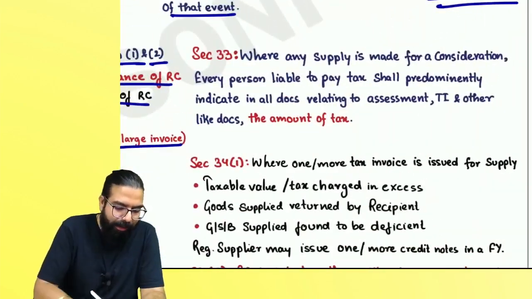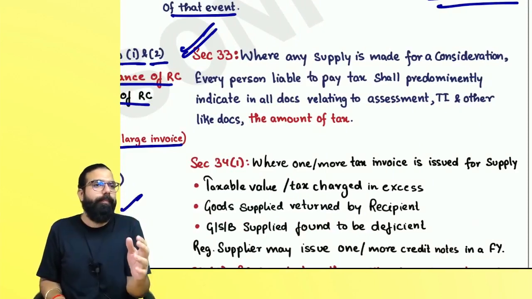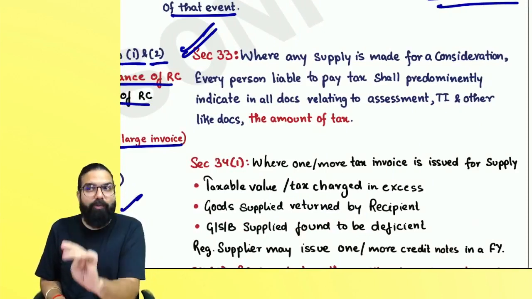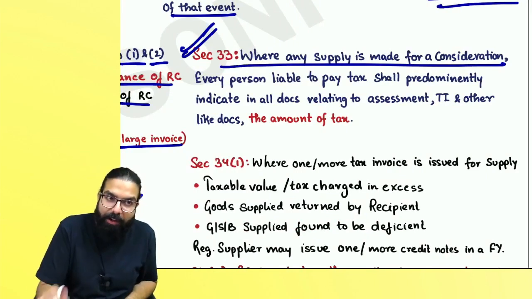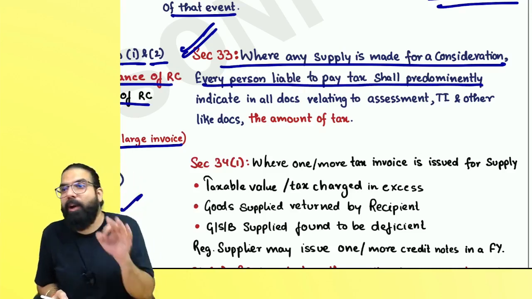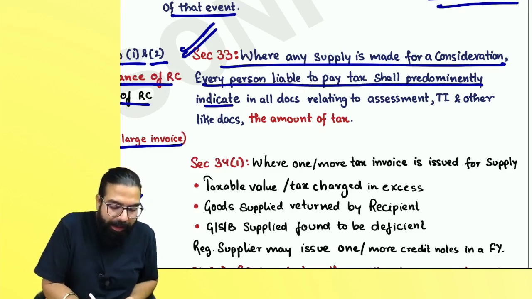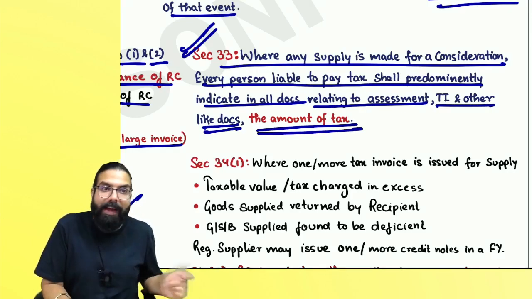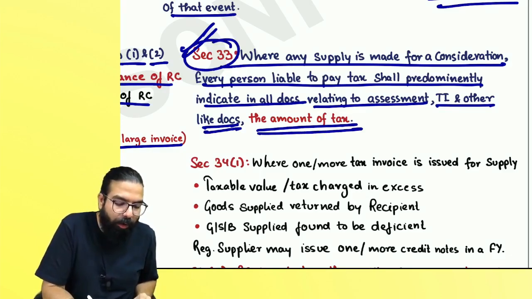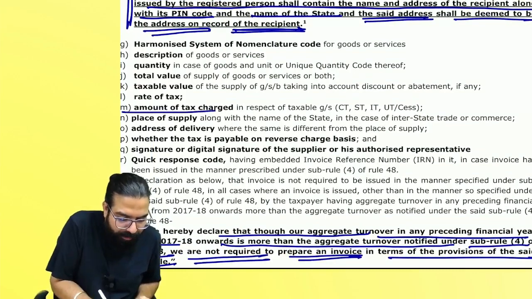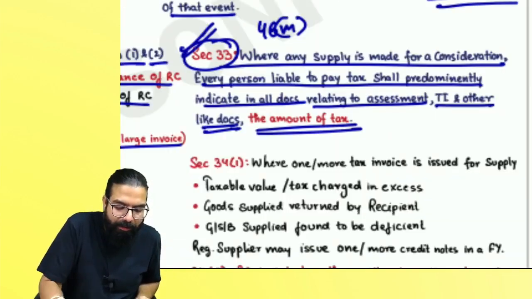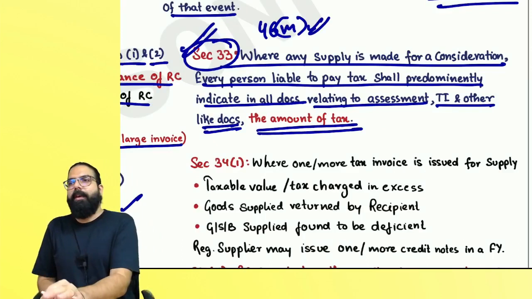The next one is section number 33, which says that whenever you are issuing any document, please show the tax amount. So basically, when any supply is made for a consideration, every person liable to pay tax shall prominently indicate, in all the documents relating to assessment, tax invoice and other like documents, the amount of tax. This point is also told by rule number 46M. I hope you remember rule 46M also says whatever amount of tax you have charged, you should show it in the tax invoice.